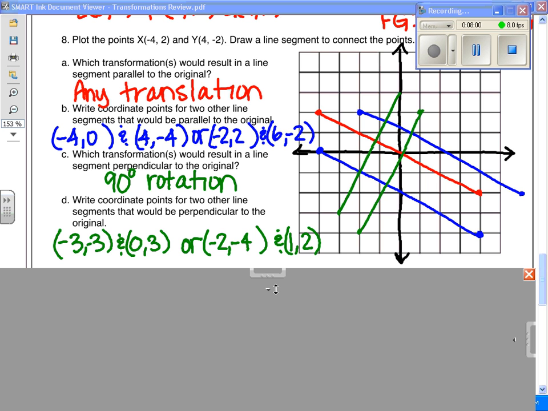Part C, a 90-degree rotation in either direction will give you a line segment that is perpendicular to the original. So remember that perpendicular means that the 2 lines form a 90-degree angle. And then I also translated it, so I had a rotation and a translation to get the 2 line segments that I chose. Again, yours don't have to match perfectly, but they do need to be parallel or perpendicular.